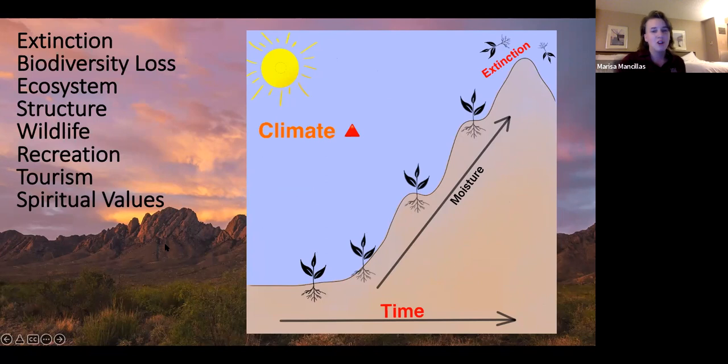And for us here, we all love plants, but it's important to note that this can have some really serious implications. If species are moving up in elevation in this way, they can be lost off of the top of the mountain, either to go extinct or just locally extirpated. So this can have cascading effects on ecosystem structure and function, which can affect wildlife populations and habitat, and also other really important values that we get from the Oregon Mountains and other places like it, like recreation, tourism, and spiritual values.